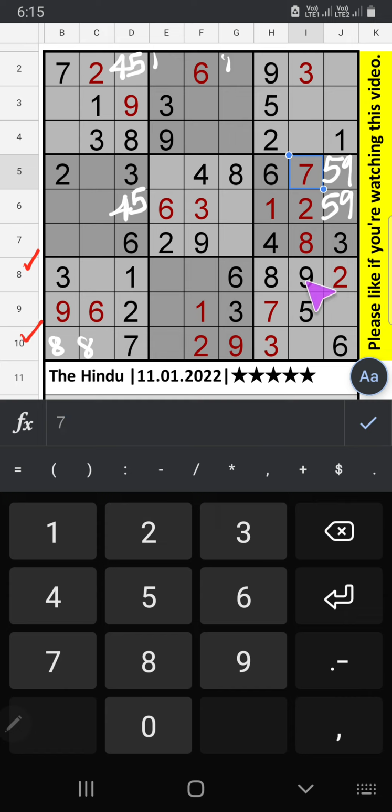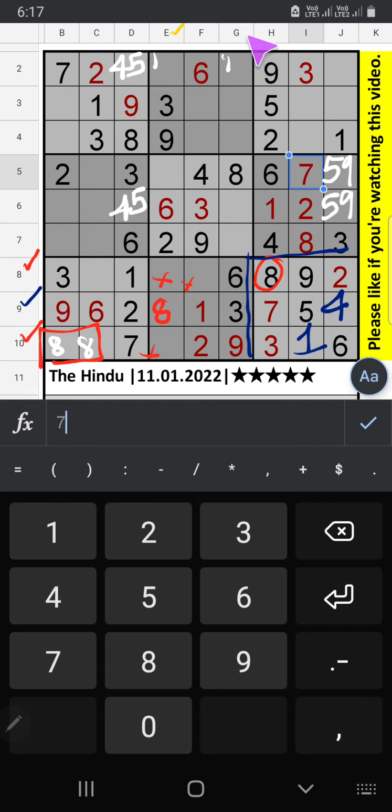8th row and 10th row we have 8, so 8 can't come in these cells, then 8 is confirmed here. 9th row only one number is remaining, 4 is confirmed here. In this grid only one number is remaining, 1 is confirmed here.